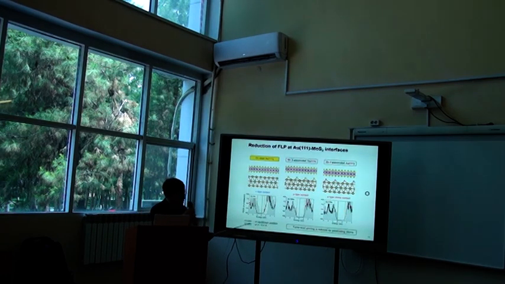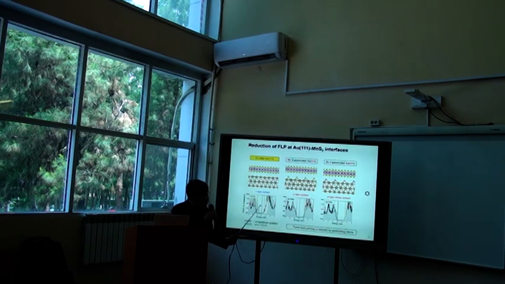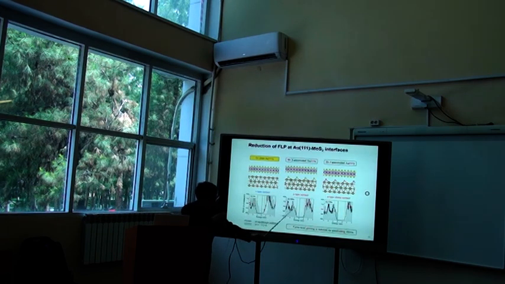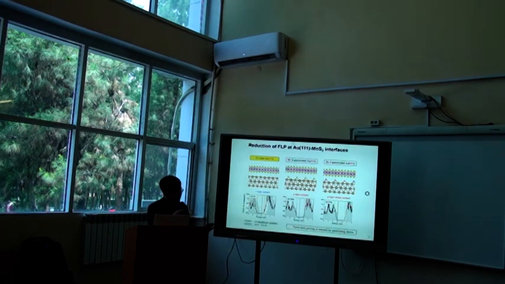Which means usually the Fermi level pinning is just close to the conduction band minimum, but using the atomic species intercalation, we can change the N-type contact to P-type or even ohmic contact, which means there is a Fermi level pinning reduction.